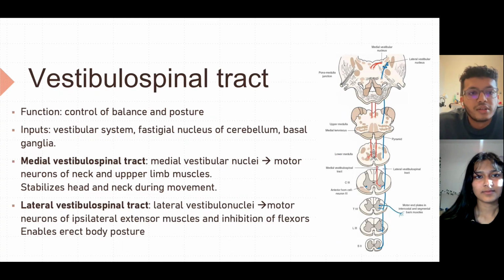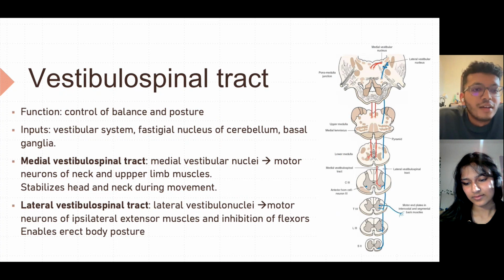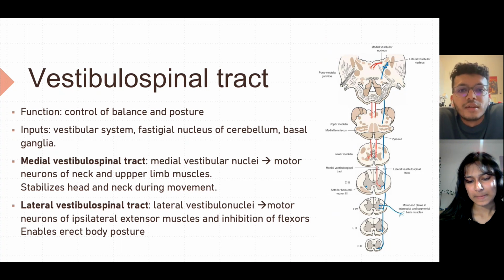Okay, vestibulospinal tract. Again, it controls balance and posture. So just think, what's the function of your vestibule? It's involved in balance. So it gets information from the vestibular system, your vestibular nucleus, and your cerebellum and basal ganglia as well. And we divide it into medial and lateral.